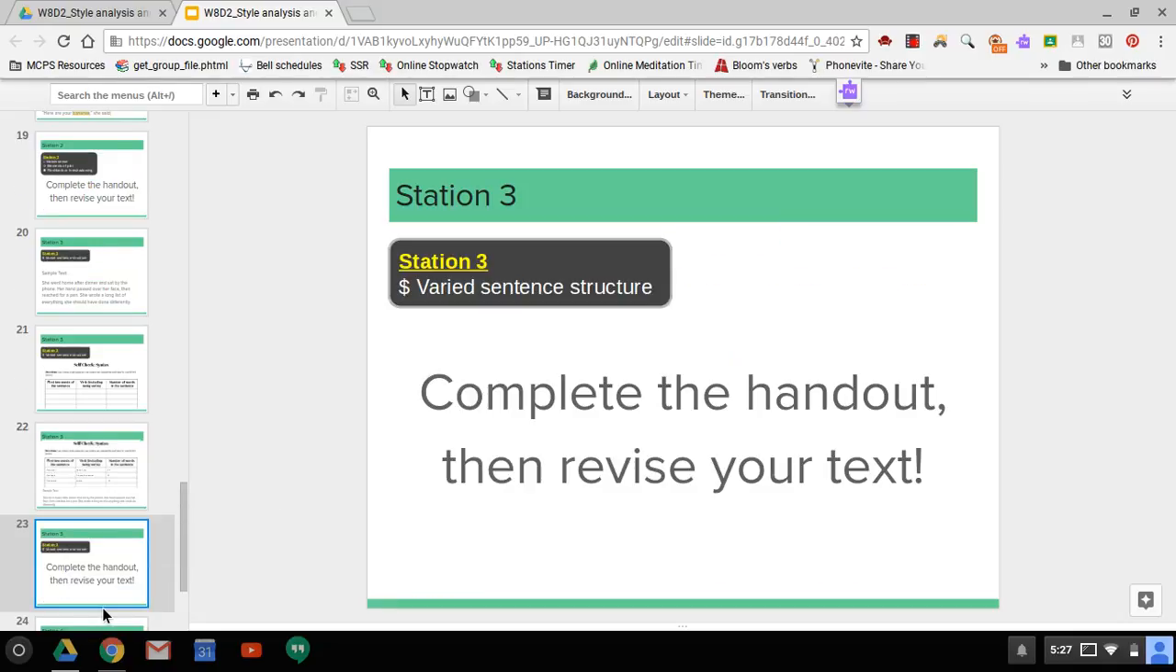All right, now it's your turn. You're going to complete that handout, the self-check syntax handout. You're going to notice some patterns, and then you are going to go back into your narrative and revise it to vary your sentence structure.